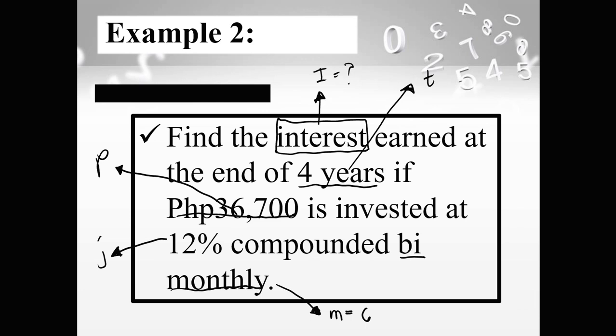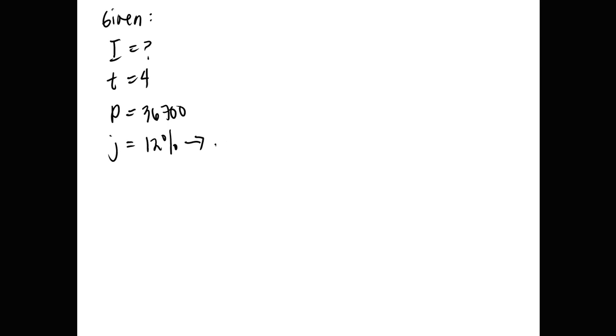Okay, so we need to write the given. So, nawawala, or we need to solve for the I. Our time is 4. The principal amount is 36,700 pesos. The nominal interest rate is 12%. Convert it into decimal, that is 0.12. And then conversion per year, or M, that is 6. Okay, so that will be our given.